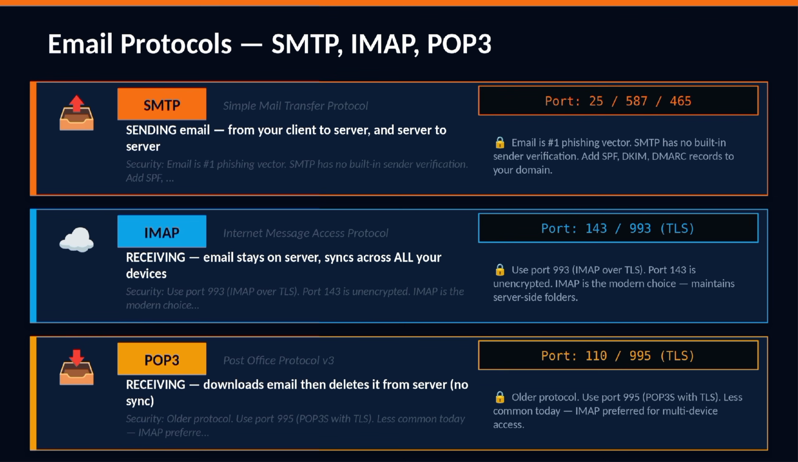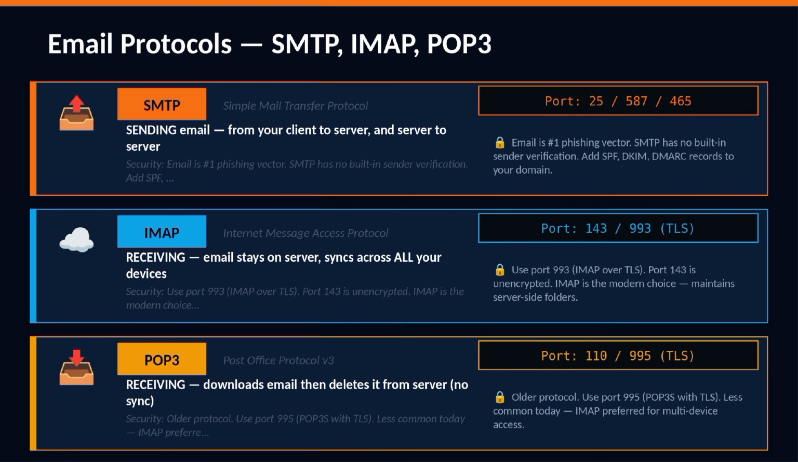SMTP, IMAP, and POP3, email protocols. Now let's talk about email. Sending and receiving emails actually involves multiple protocols working together. First, SMTP, Simple Mail Transfer Protocol. This is used for sending emails. When you hit send, SMTP takes your email from your device to your mail server and then between servers until it reaches the destination. Common ports are 25, 587, and 465.